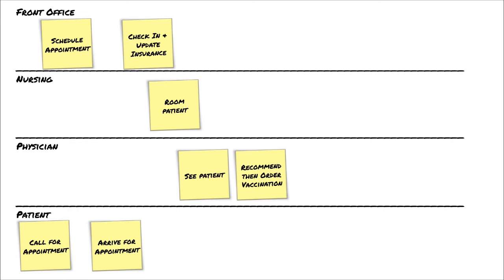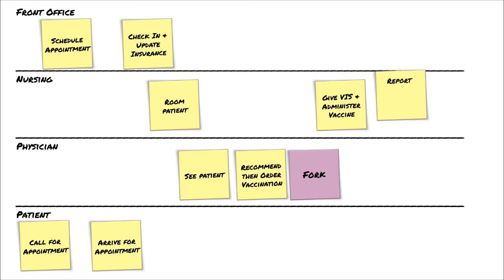The way that this is shown on the process map is using a different colored sticky note that contains the word fork. If the patient has insurance that covers the vaccine in the office, the nurse educates the patient, gives the vaccine information sheet, and administers the vaccine. After the vaccine is administered, the nurse reports the vaccine to the IMPACT SIS.